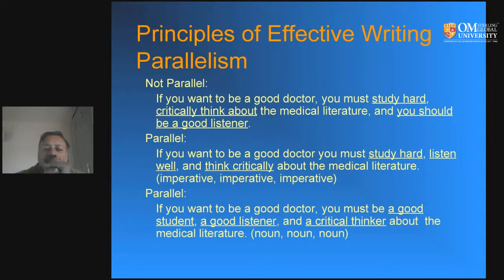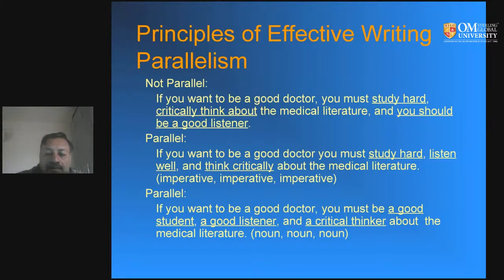Not a parallel sentence: If you want to be a good doctor, you must study hard, critically think about medical literature, and you should be a good listener. This is a non-parallel sentence. Parallel sentence: If you want to be a good doctor, you must study hard, listen well, and think critically about medical literature. It is essential that you write it in this manner. That means these three things are joined by and.